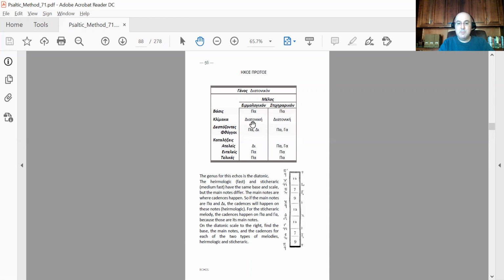What's the base? Pa, for both ειρμολογικόν and στιχηραρικόν. So the black bar shows the phthongos pa as the base for both melodies. Both of them have the same diatonic scale, so no difference there. Main notes, the κυρίαρχοι φθόγγοι: for the ειρμολογικόν, pa and di; for the στιχηραρικόν, pa and ga.